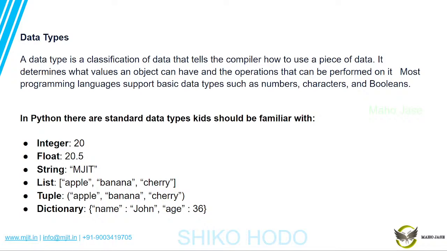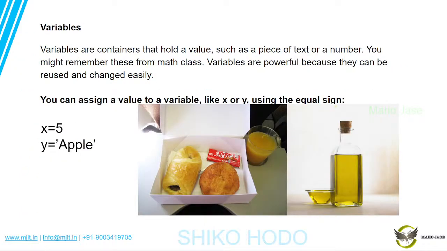And most programming languages have basic data types such as numbers, characters, and booleans. So even most other programming languages have numbers, characters, and booleans. So we'll move on to the next slide.